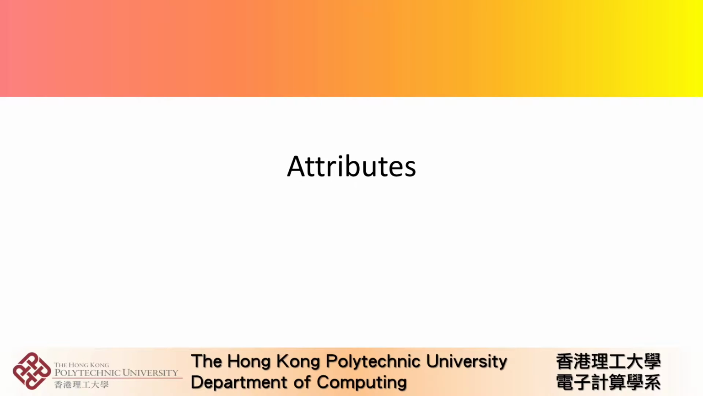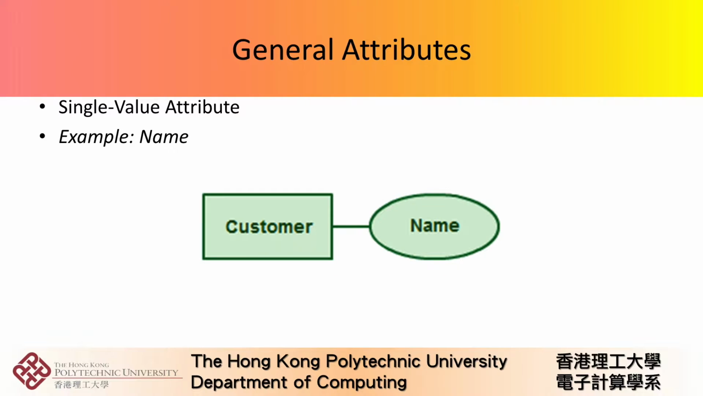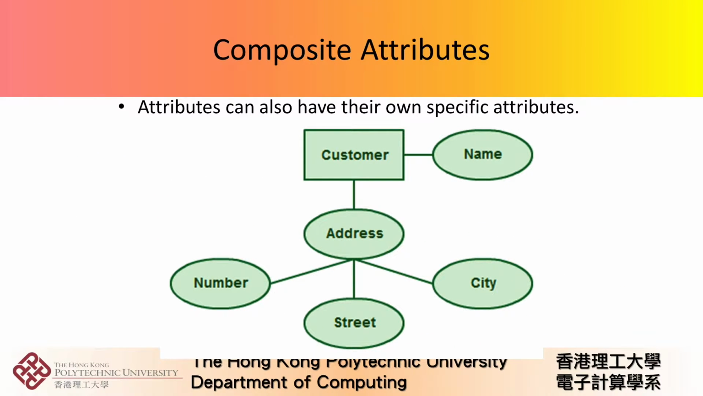Then attributes will be identified. An attribute is a property, trait, or characteristic of an entity, relationship, or another attribute. An attribute is represented by a circle. In general, attributes should be single-valued. For example, name is an attribute of the entity customer. An attribute can be composite, which means attributes can also have their own specific attributes. In this example, number, street, and city are the attributes of the attribute address, and address is an attribute of the entity customer.